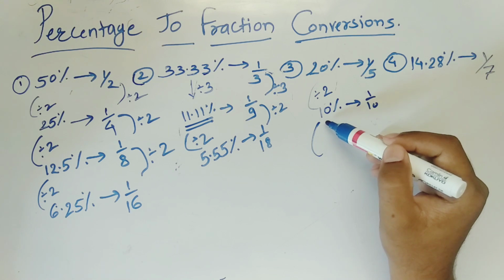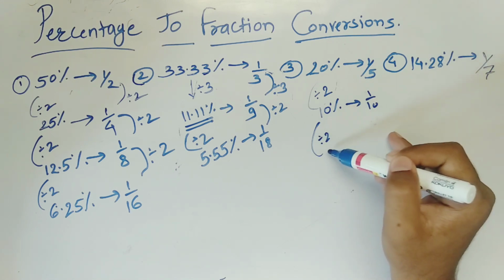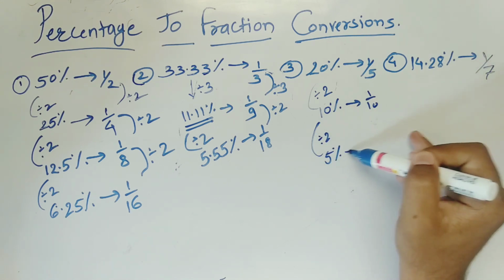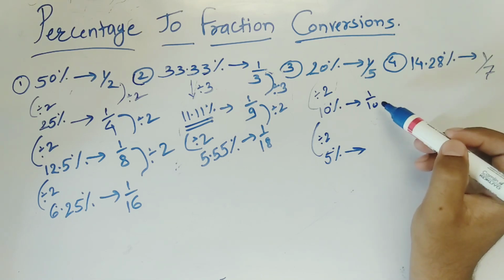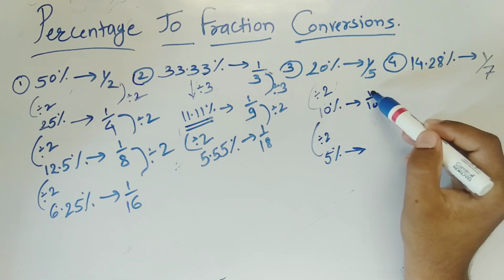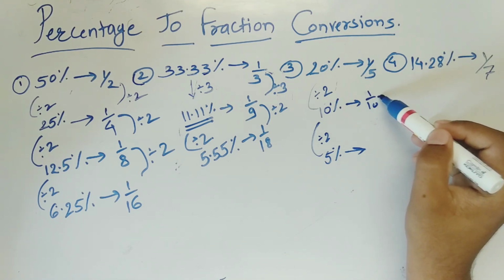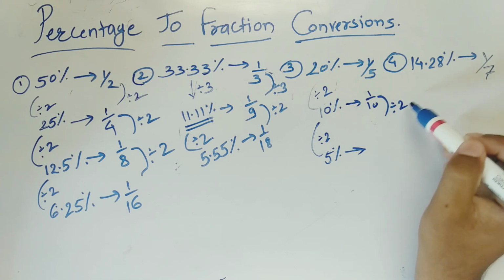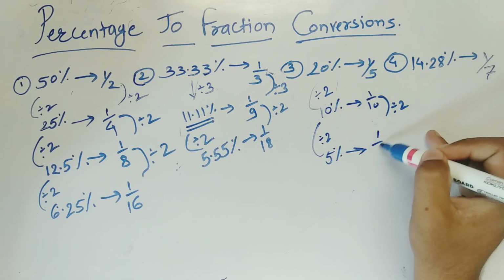Further, when this 10% is divided by 2, we get 5%. So its fraction value can be obtained by dividing 1 by 10 by 2. When 1 by 10 is divided by 2, we get the ratio 1 by 20.